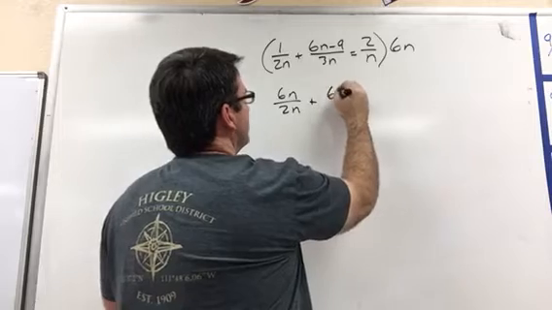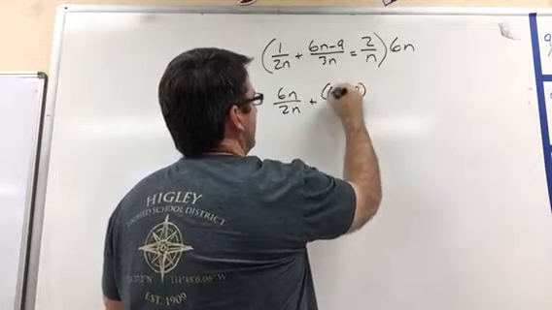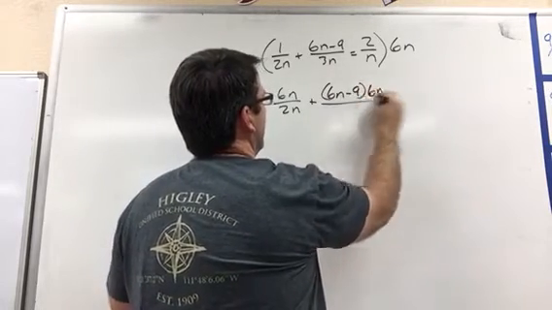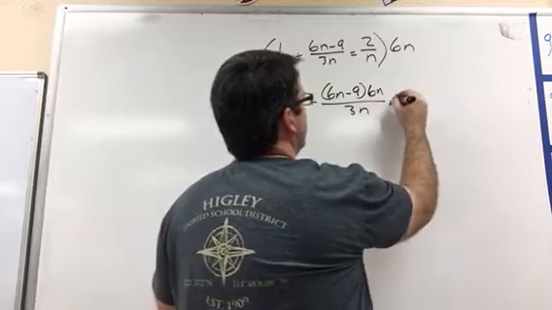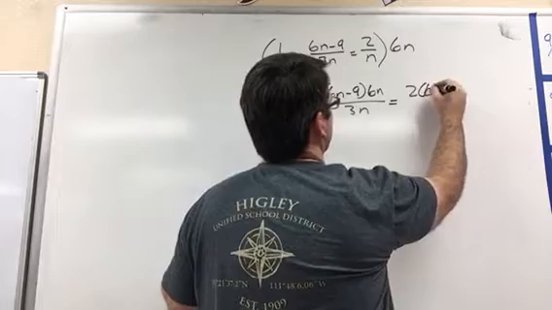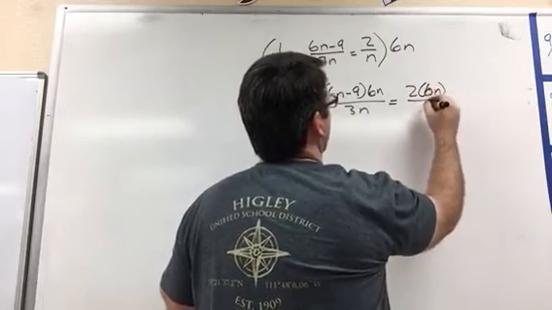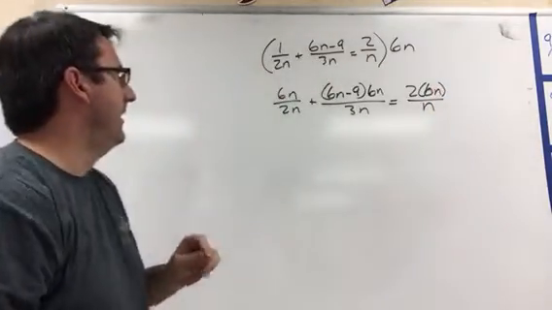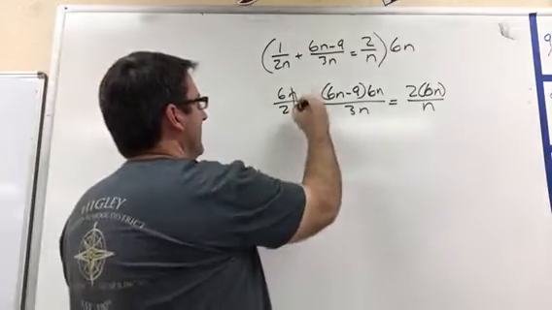All right, so 6n times 1 over 2n, 6n over 2n. And over here we have 6n minus 9. Multiply that by 6n over 3n. And then that equals 2 times 6n over n. All right, so here the n's will cancel.